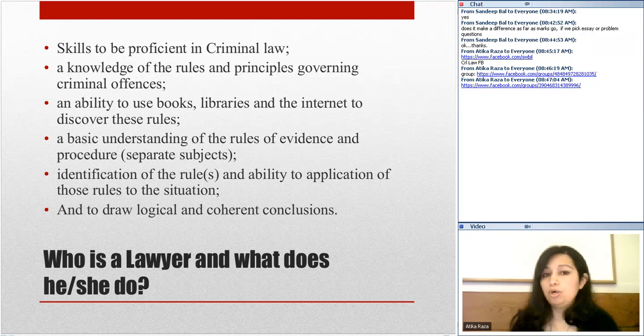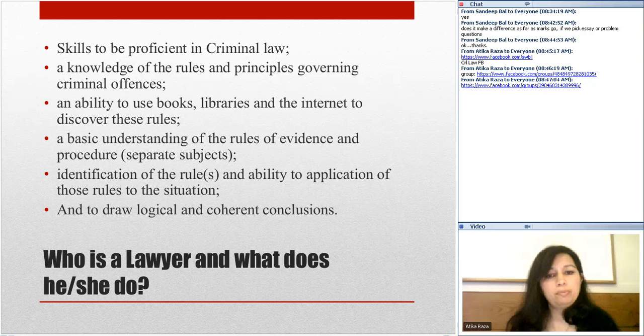You should have the ability to use books, libraries. You should be able to explore the internet. You should be able to go and research law, read law and extract meaning out of it. You should have the understanding of evidence and procedure. Although in criminal law, we will not be covering the law of evidence. It's another huge subject on its own. And we will also not be covering the criminal procedure, which is also another subject on its own. We are only concerned about criminal law, substantive criminal law in this course.